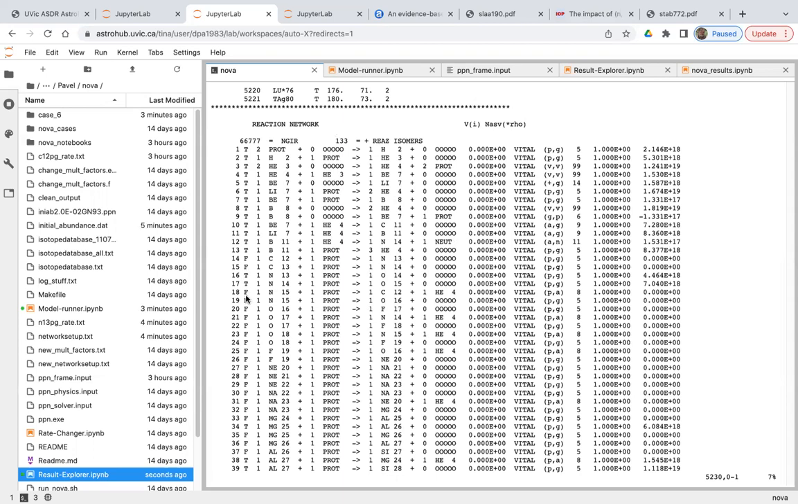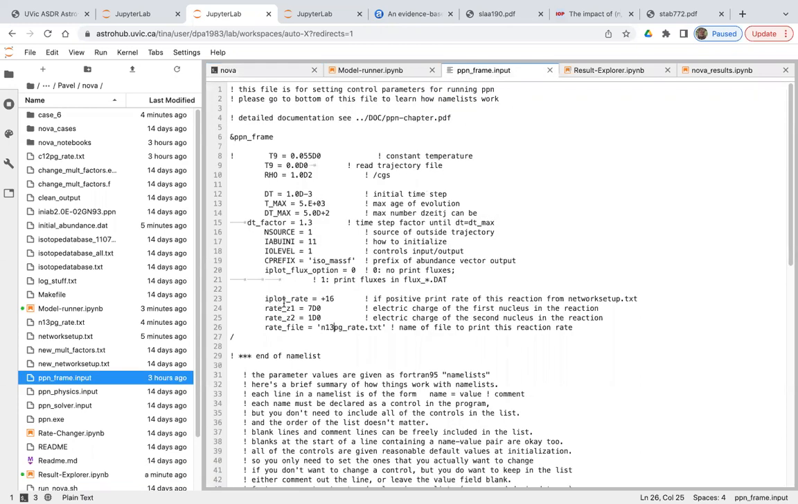If instead of T there is F, false, it means this rate was not used, and you should look further down this list to find the same reaction where instead of F there will be T. But for nitrogen-13 (p,gamma), here we have true, so that is number 16. Therefore in ppn_frame I say I want to make a plot for the reaction with number 16, and I have to provide the electric charges for the nuclei in the input channel.